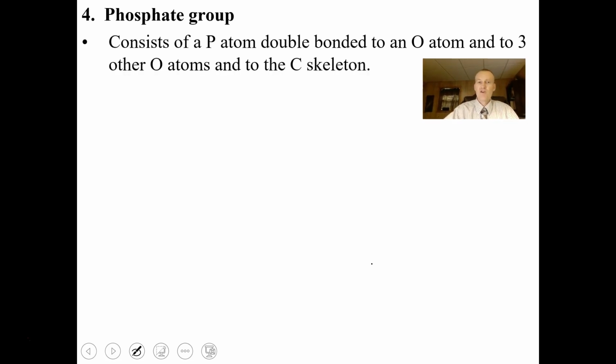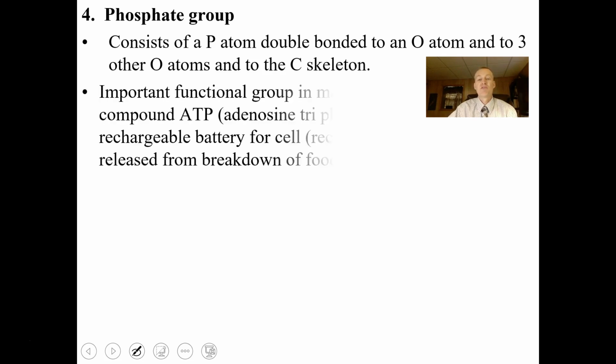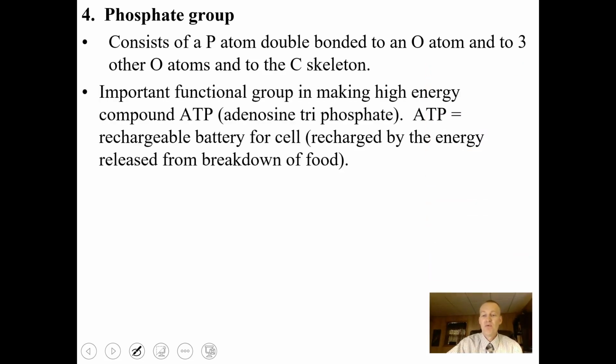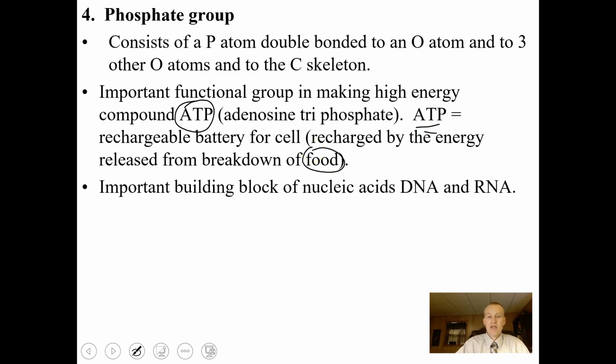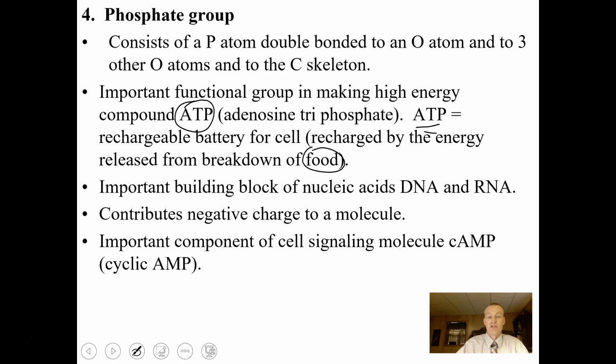The last functional group is called the phosphate group, and it consists of a phosphorus atom double bonded to an oxygen atom and 3 other oxygen atoms to the carbon skeleton. This is a very important functional group in making high energy compounds like ATP. ATP is cell energy. I like to think of it as a rechargeable battery that the cell uses, and it's released from the breakdown of food. This is an important building block also of DNA and RNA, and it contributes a negative charge to many molecules, especially DNA.